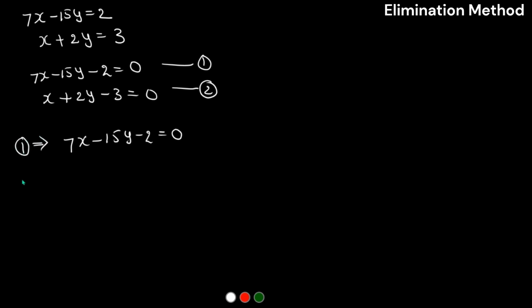For equation 2, I will multiply equation 2 with 7. Multiplying the entire equation, left hand side and right hand side, with any number, and adding any number either side, or dividing with any number either side, will not change anything, right? That's what we know. So I will be multiplying equation number 2 with 7. Then it becomes 7x plus 14y, 7 into 2 is 14, minus 7 into 3 is 21, is equal to 0.